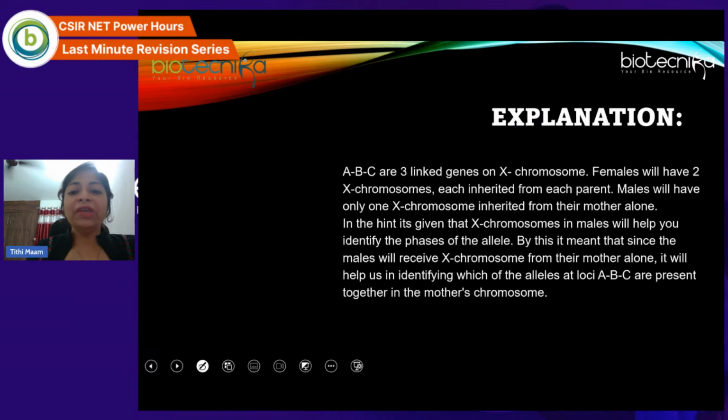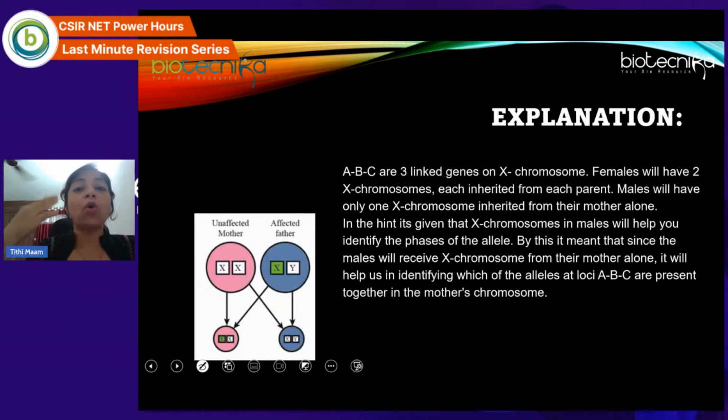Okay, so with that basic information, and with the concept of alleles and genes clear to you, these numbers will not bother you. These numbers are just the alleles of those particular genes.